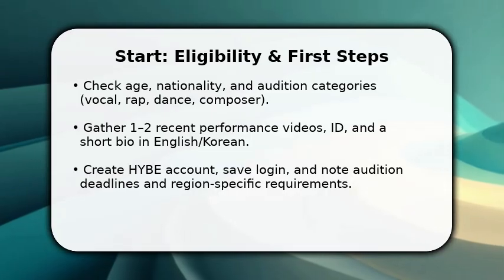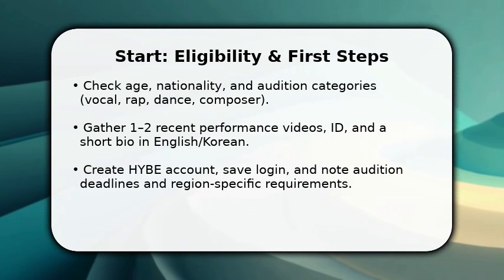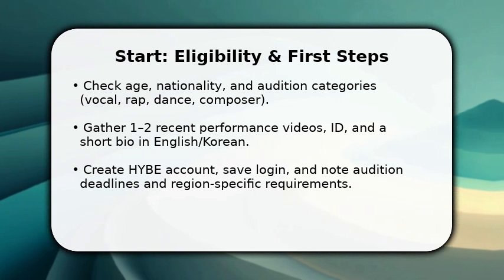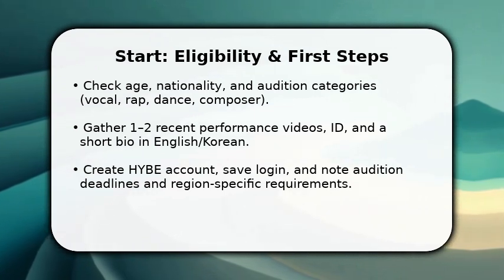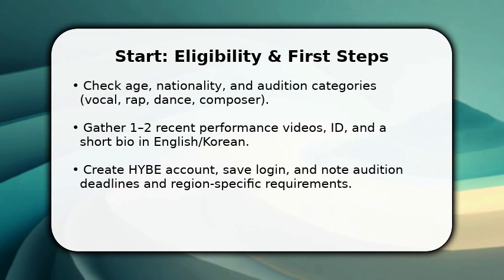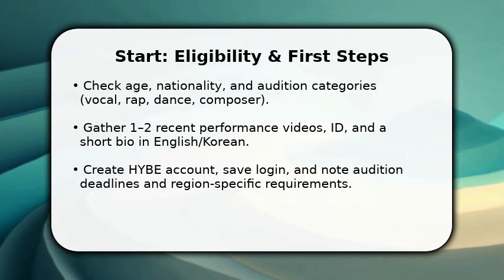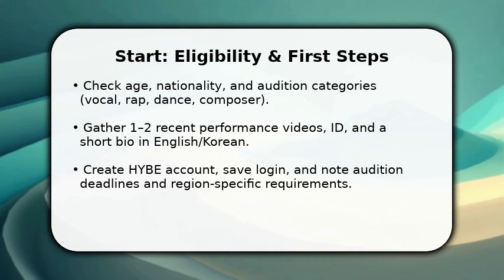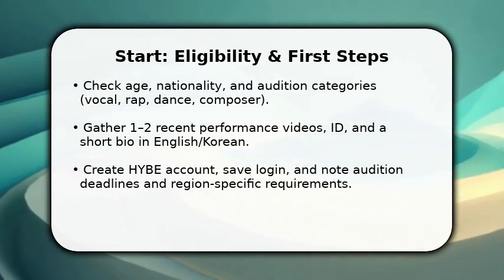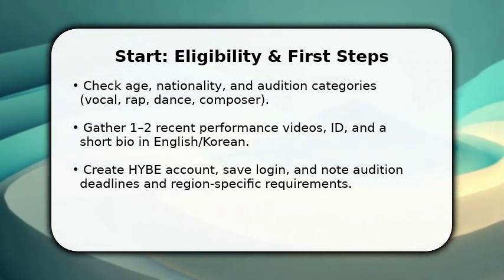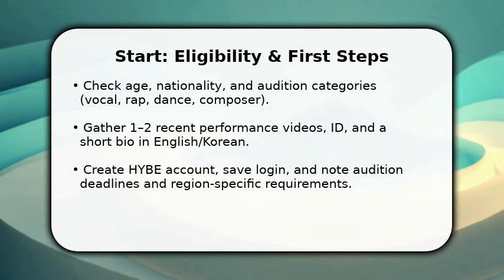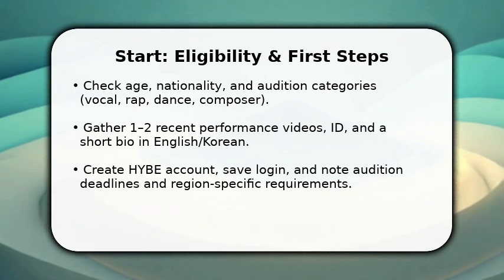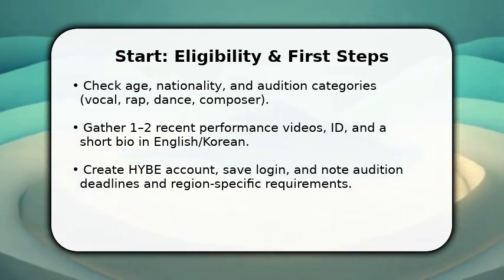You begin by confirming eligibility, age, nationality, and the specific category you'll enter. Once confirmed, record 2 clear performance clips showing range and style. This proves ability quickly. You should also prepare an ID and a concise bio in the requested language. These streamline review. Finally, create and secure your Hybe account, then double-check regional deadlines and any extra docs. Doing this first avoids disqualification and keeps your application timeline on track.